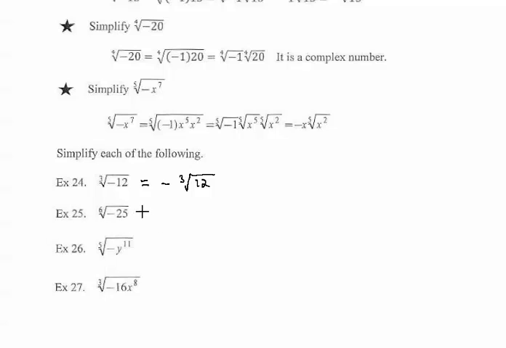Okay, example 25 is not real. We have a negative inside an even root radical. The next one, we have an odd index number, so we can just bring the negative out and write 5th root of y to the 11th.